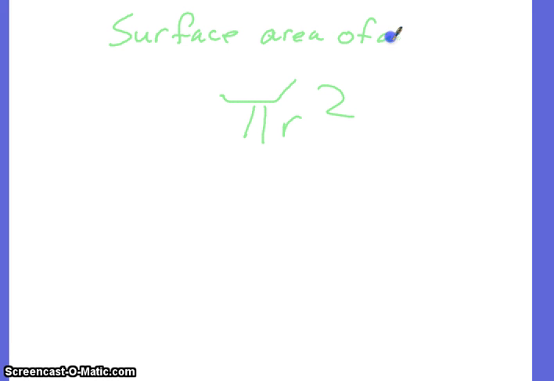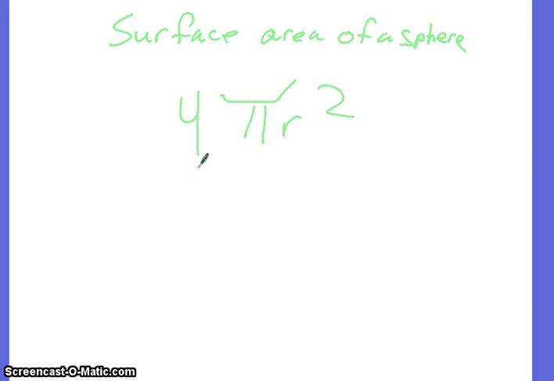How do you find the area of a circle? Pi r squared. This is surface area of a sphere. All right, so pi r squared is the area of a circle. What if I told you that a sphere is made up of 4 circles? What do you think the formula would be? 4 pi r squared. Done.